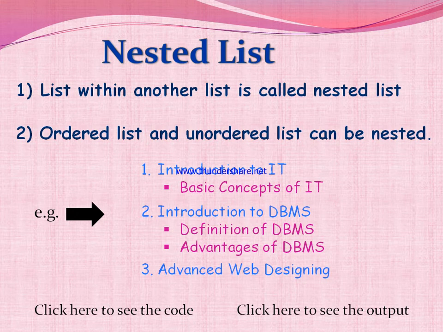First, introduction to IT, then its subterm, that is basic concepts of IT. Again the second main term is introduction to DBMS. It has two subterms, that is definition of DBMS and advantages of DBMS. And the third main term is advanced web designing. If you observe this example, you will see that in this list you have used two list types, one is ordered list and the second is unordered list. Just see this by using one example.